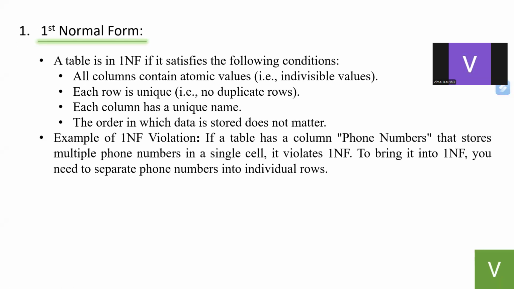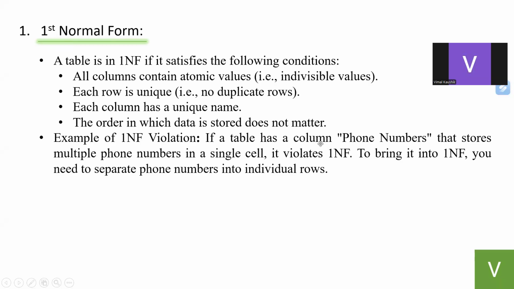Let us look into the first one, which is first normal form. A table is in first normal form if it satisfies the following conditions. It should have only atomic values, and second, each row must be unique. So let us understand 1NF with a clear example.